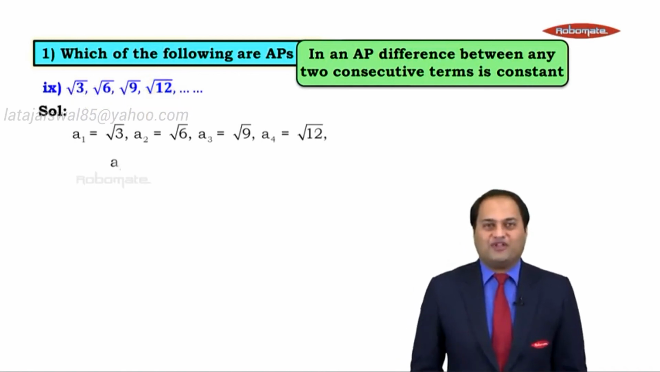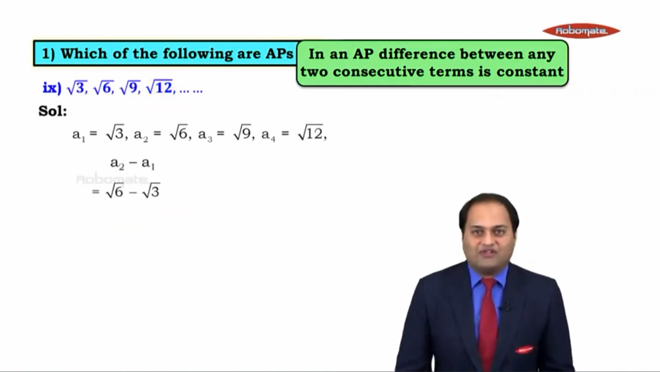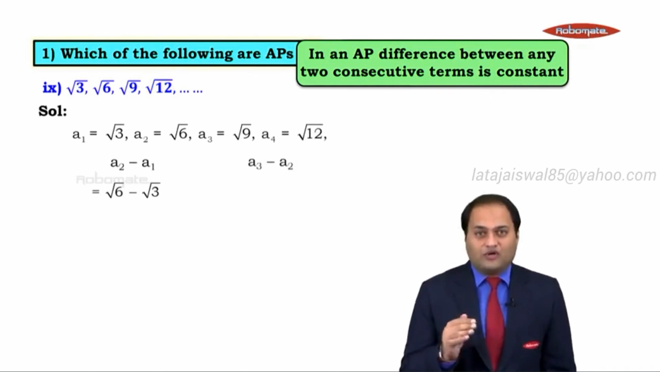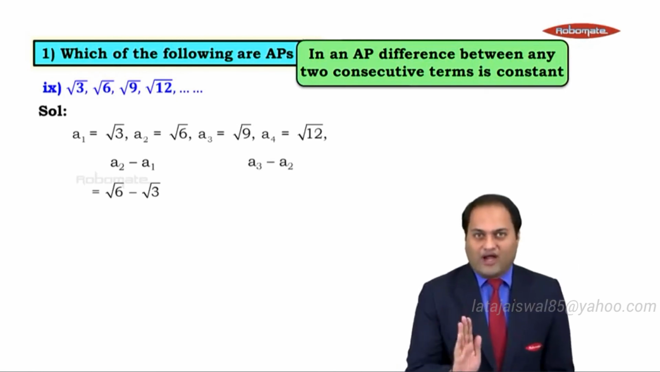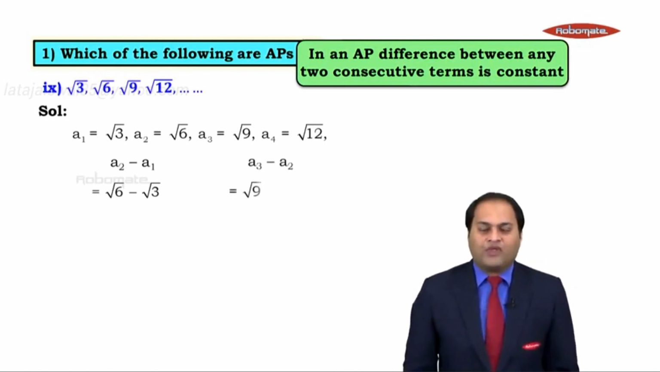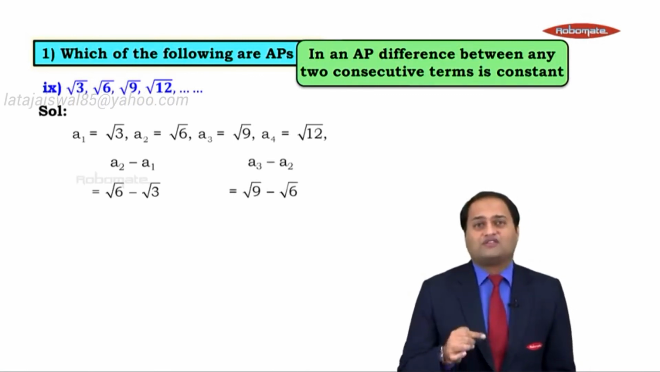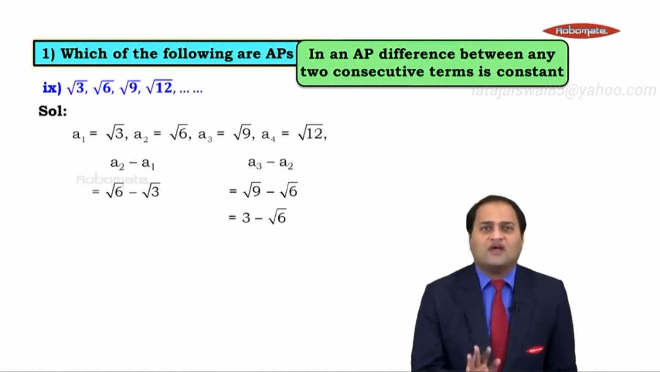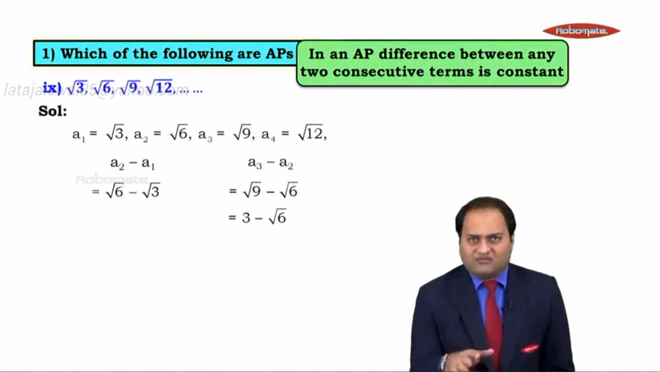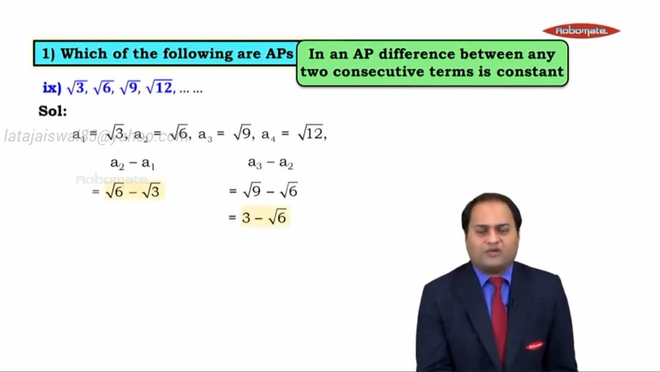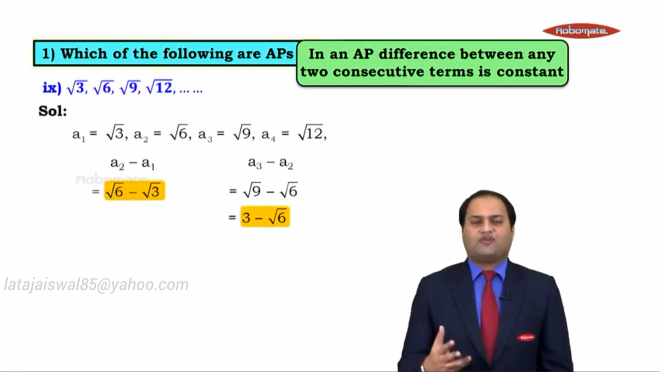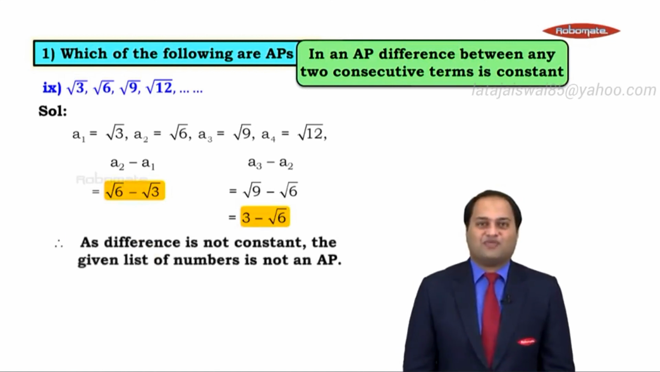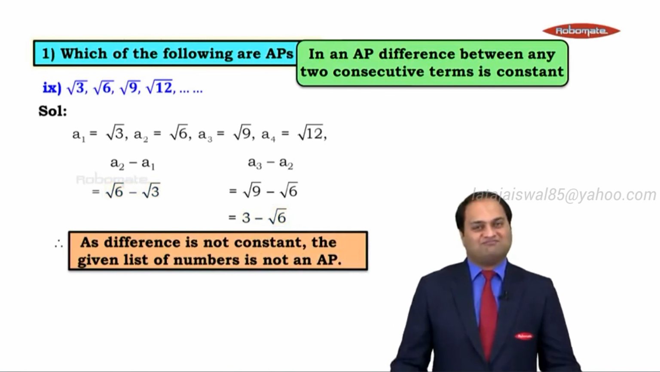Let's find the difference between the two consecutive terms. A2 minus A1 will be equal to root 6 minus root 3. Two irrational numbers, you cannot add and subtract. Let's go to A3 minus A2. A3 minus A2 will be root 9 minus root 6. Root 9 can be written as 3, so you get 3 minus root 6. Can you simplify this further? No, you can't. Right? 3 minus root 6 cannot be simplified further. So what do you observe? The difference is definitely not the same. It is definitely not a constant. So the given list of numbers is definitely not an AP. As simple as that.